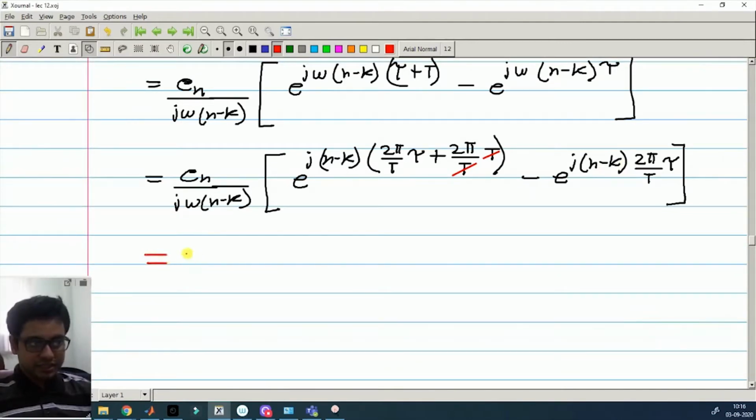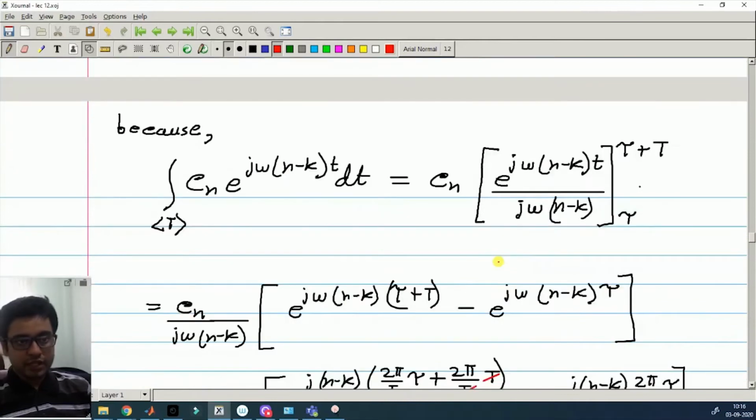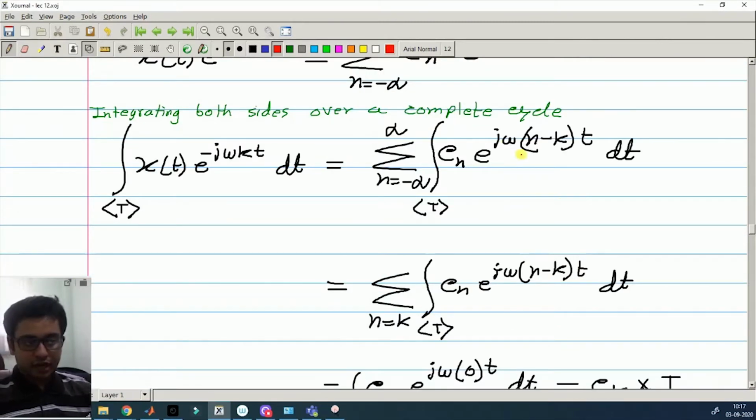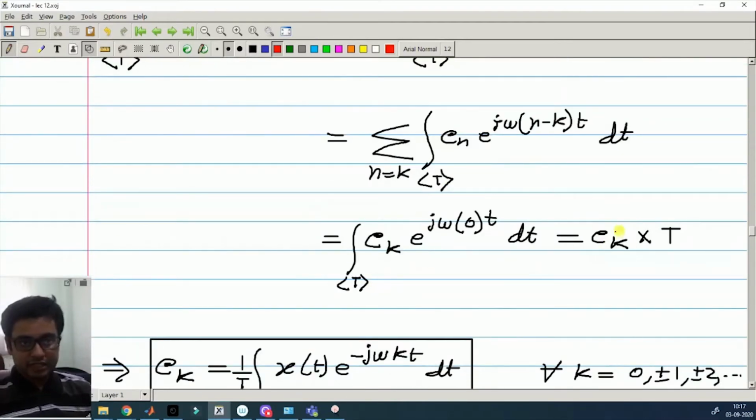This is equal to 0, but only if n and k are not equal. If n and k are equal, then here in this integration we cannot divide by n minus k, or divide by 0. That's not possible. So here most of the terms are 0, and the only term that survives gives ck times T.